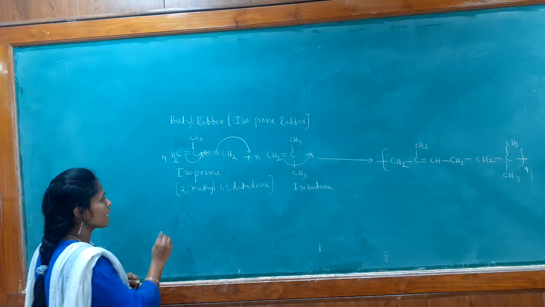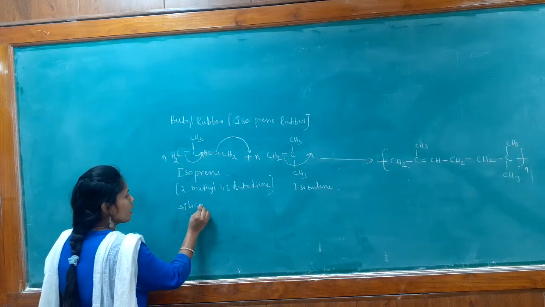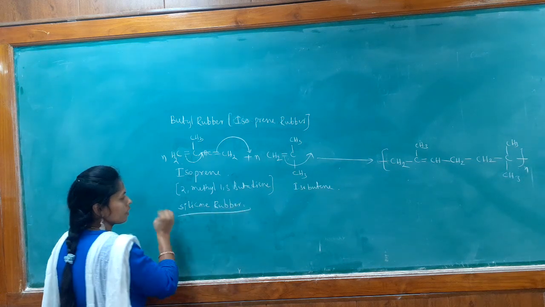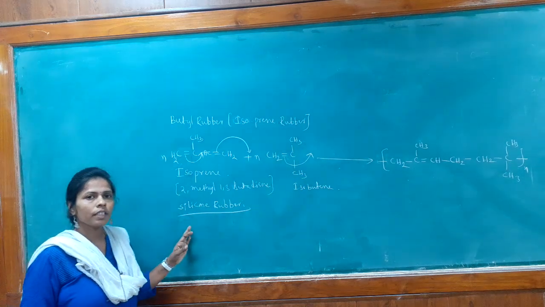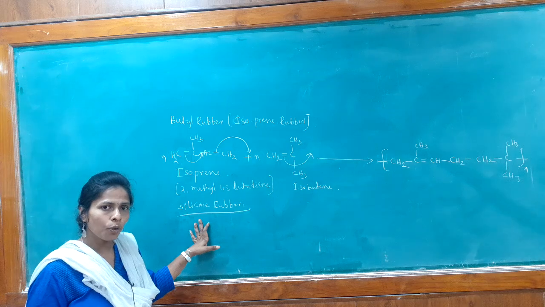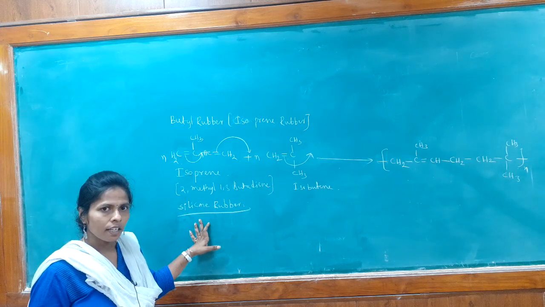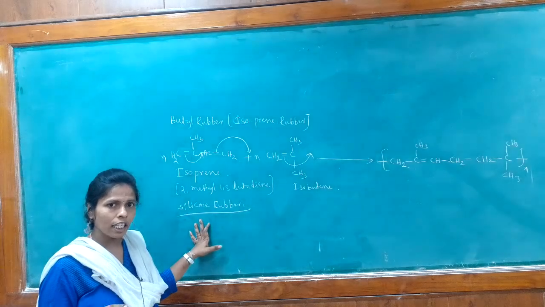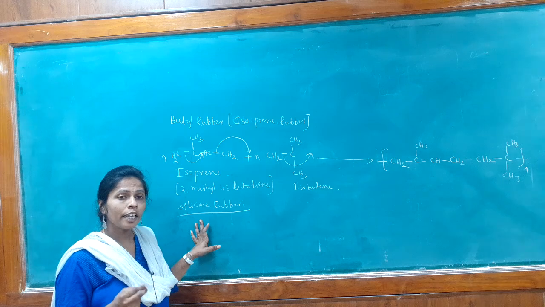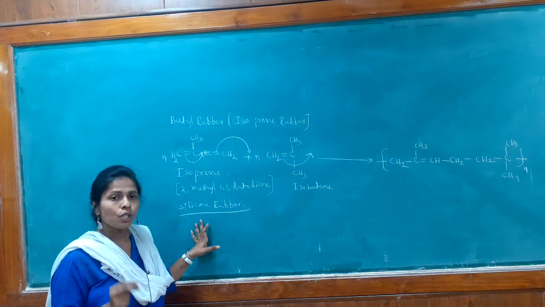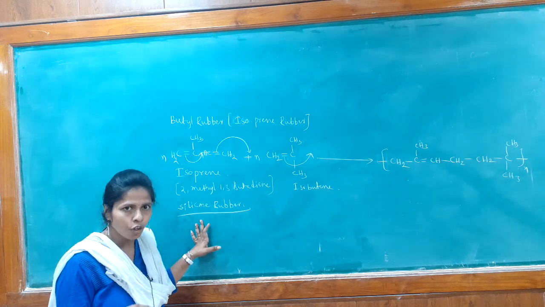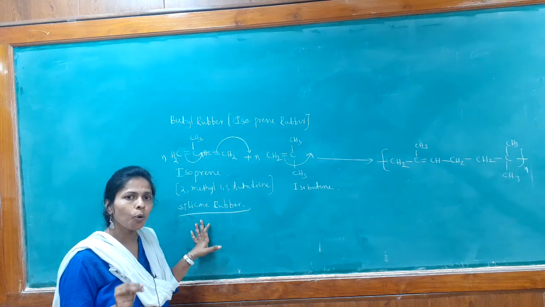So, the last rubber is silicone rubber. Silicone rubber is synthesized in two steps. Initially, we are synthesizing dihydroxy dimethyl silicon. We are synthesizing dihydroxy dimethyl silicon by using dichlorodimethyl silicon.